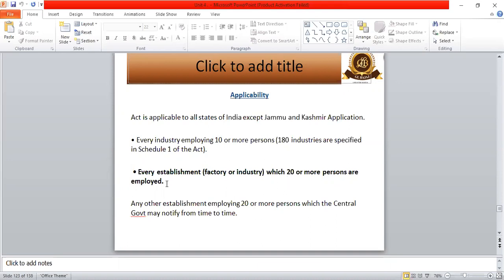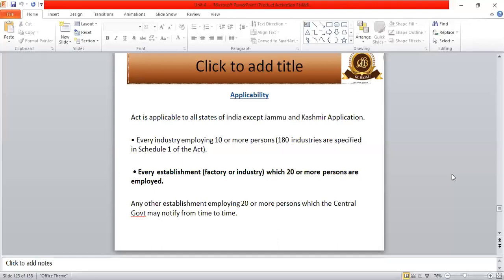Apart from these, any other establishment employing 20 or more persons, which the central government may notify from time to time. So apart from those factories or industries which have 20 or more persons, if the central government thinks that an establishment should have a PF account, then that establishment also has an obligation to take the PF account.